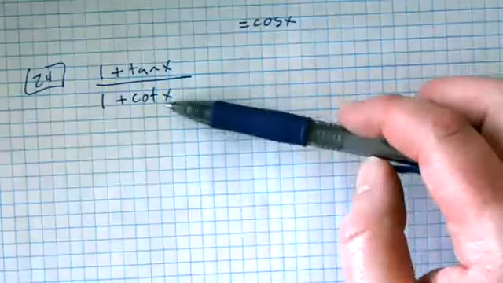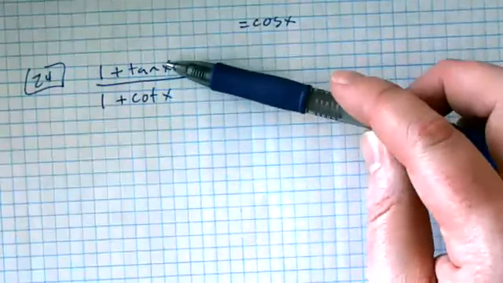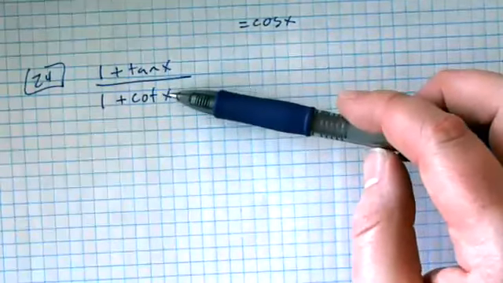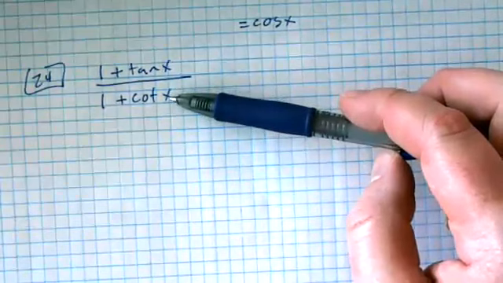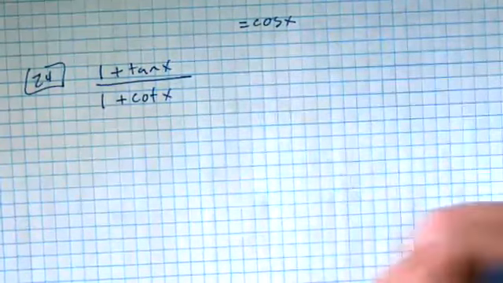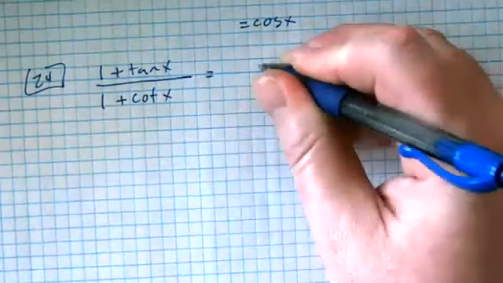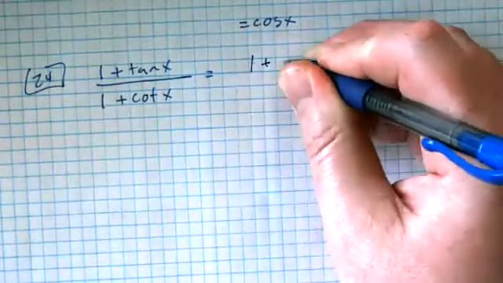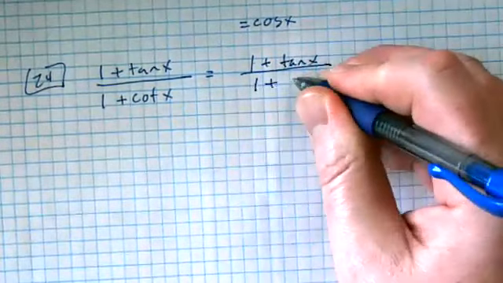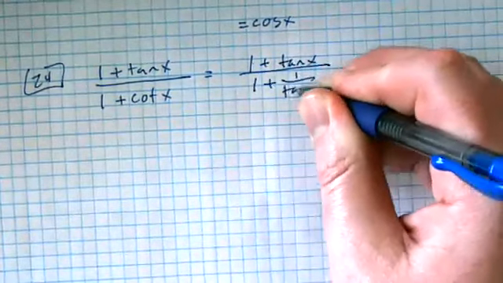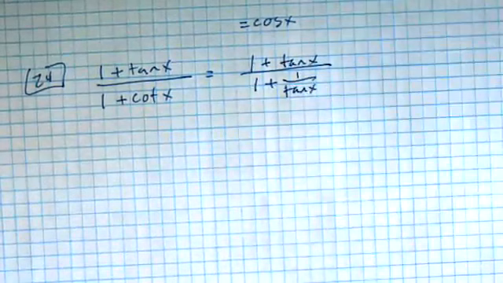So would you want to turn the top one into a 1 over cotangent, or you want to turn the bottom one to 1 over tangent? Either way, I think let's give it a shot. 1 over tangent. Okay, let's try this. I'm curious to see how this is going to turn out. All right, so we got some fractions inside of fractions.